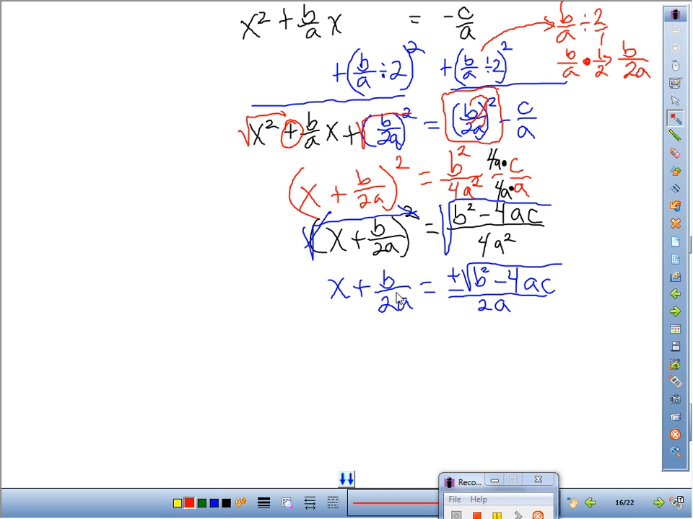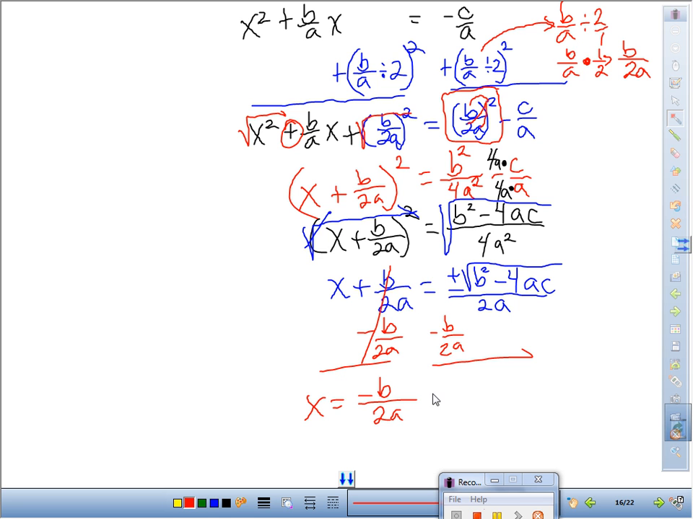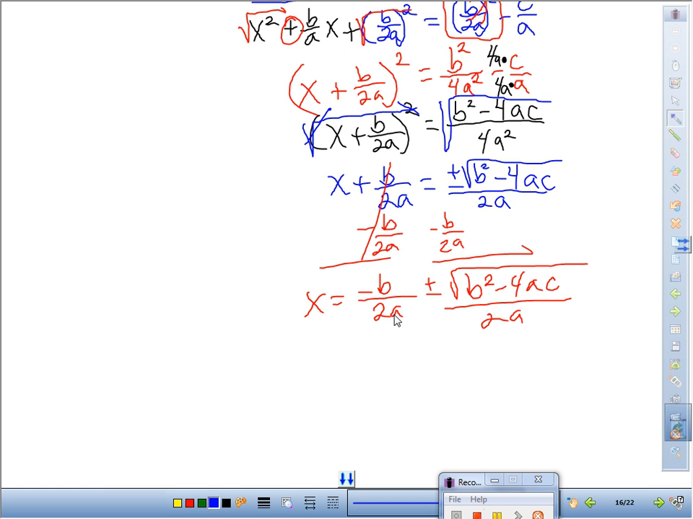To leave x by itself, I need to get rid of the plus b over 2a. So what do I do? Subtract b over 2a. That leaves us with x equals minus b over 2a plus minus square root b squared minus 4ac over 2a. But that leaves us with two fractions, doesn't it? But do they have the common denominator? So therefore, we end up with a common denominator of 2a. And what's in the numerator? Minus b plus minus square root b squared minus 4ac.